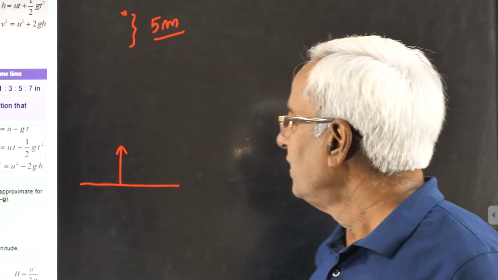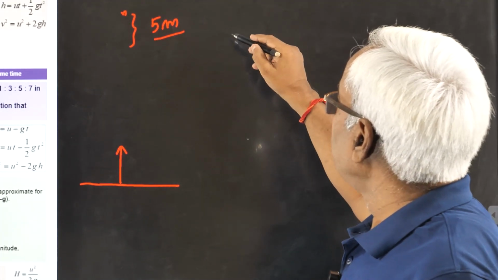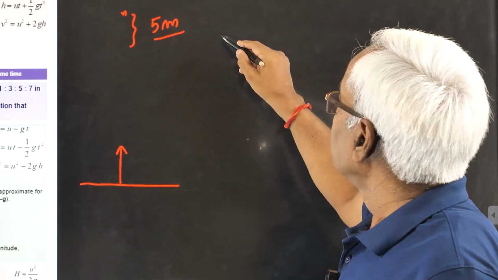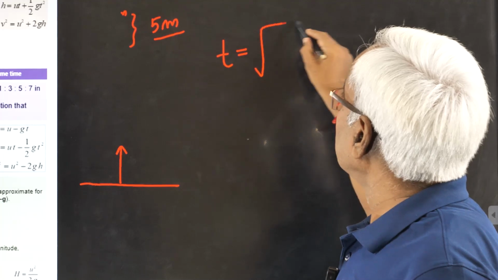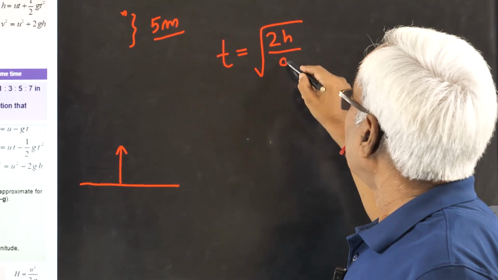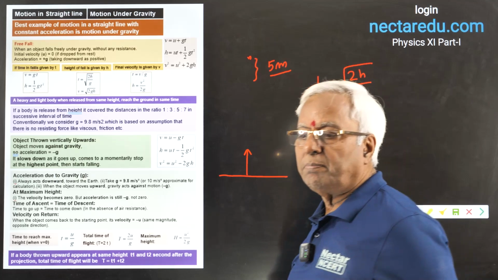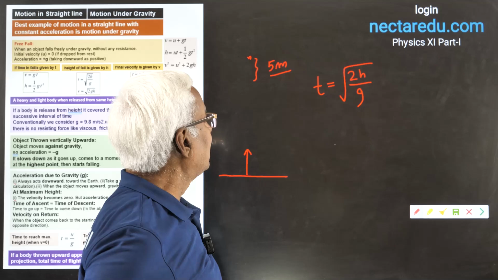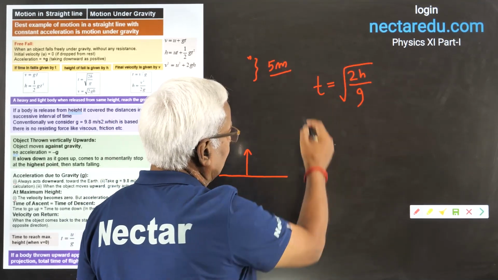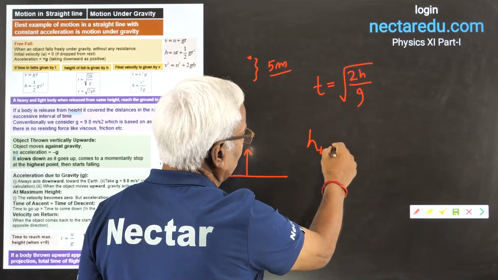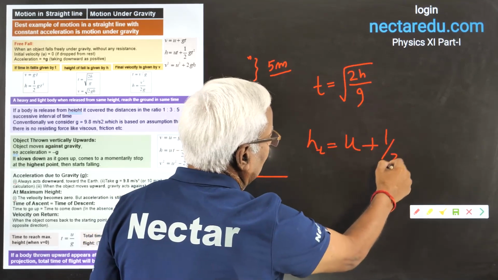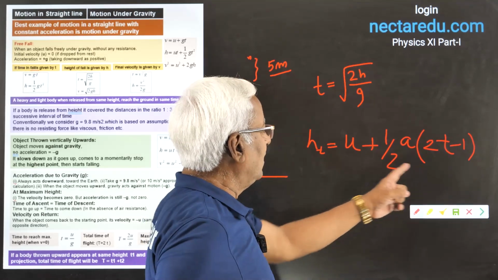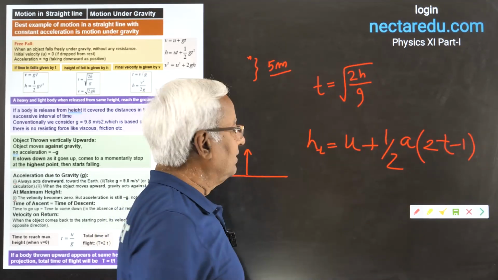How is that? You can prove it by this method. The total time here is equal to root 2h upon g. By putting this, you can say the distance traveled in the last second will be equal to g by 2. The formula for the distance traveled in the tth second is h t equal to u plus half a (2t minus 1).